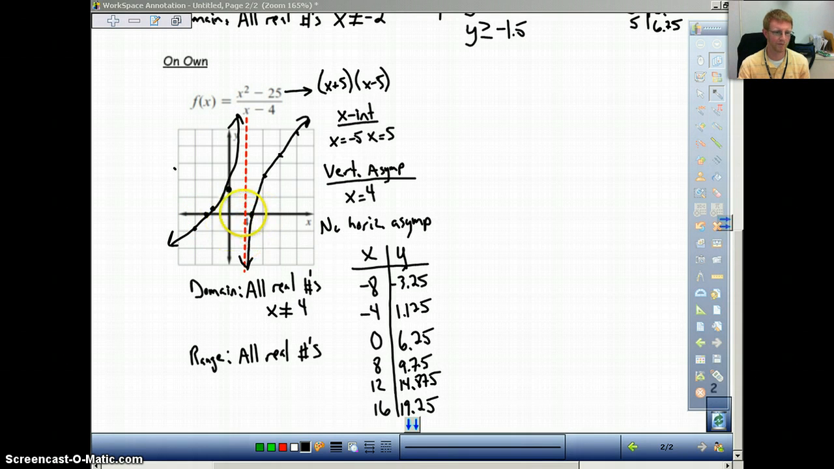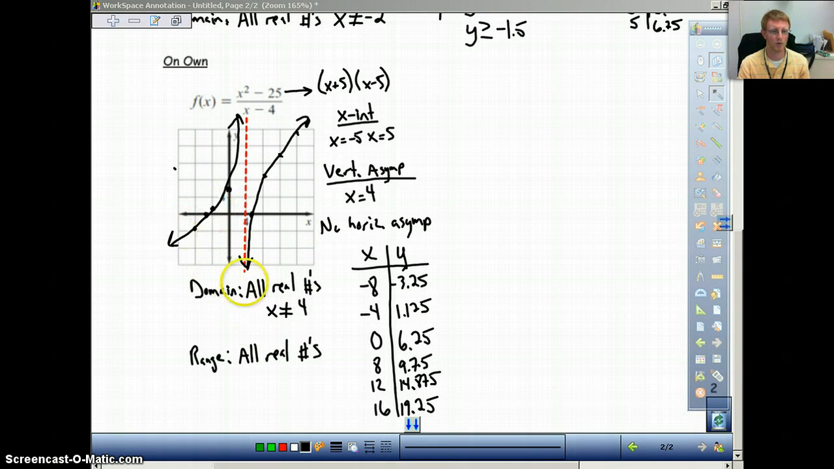Notice the graph's going by 4s, so that's why it's so close and maybe a little bit off from what you're thinking. But it goes by 4s. Again, the degree on top is bigger than the degree on the bottom, so we have no horizontal asymptote. Here's our table of values. Again, you may not have used the same values, but just make sure that the graph shape looks approximately the same. With the domain, we have all real numbers except for our asymptote, so x cannot equal 4.